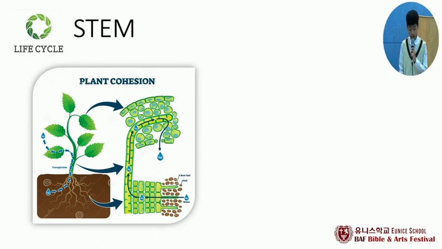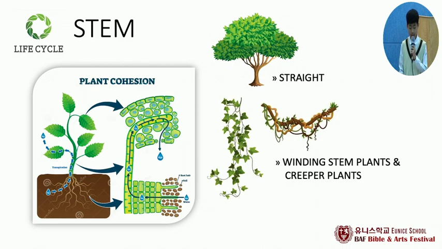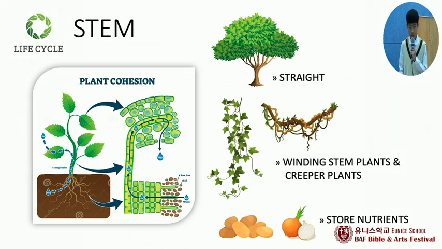The second part of the plant is the stem. A stem is usually upright like a tree. A stem supports the plant, stabilizing by growing straight. But winding stem plants and creeper plants don't rely on stability but on flexibility. A stem is also a tube for the water to move. Water that has been sucked up from the root travels up through the stem and is transported to other parts. Stems also store nutrients like roots. Onions and potatoes are the most common examples.